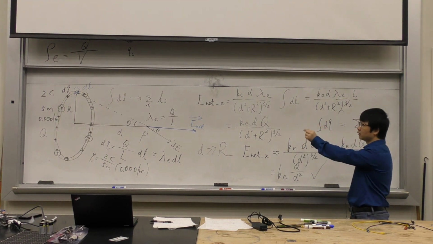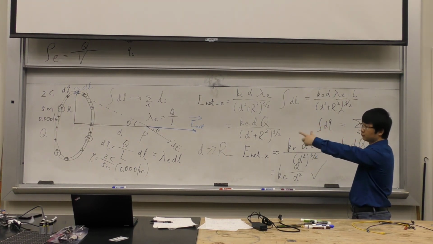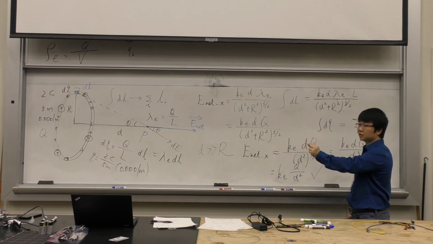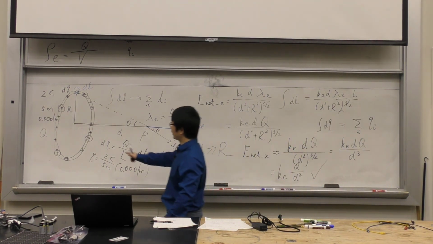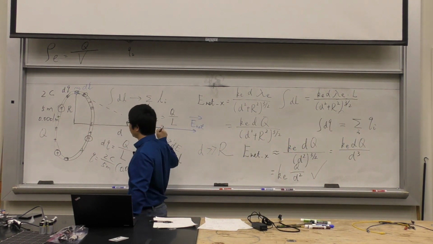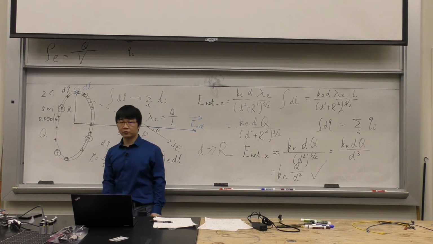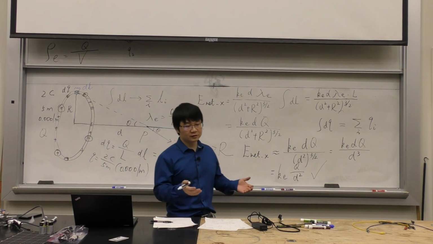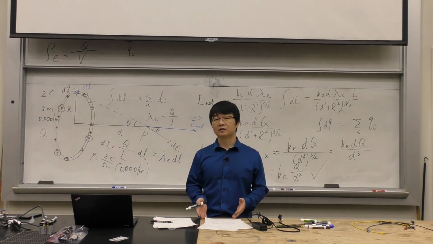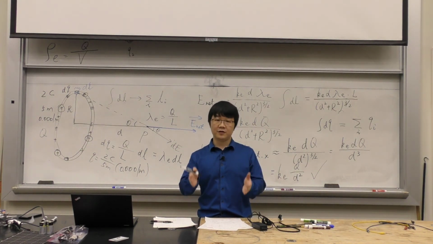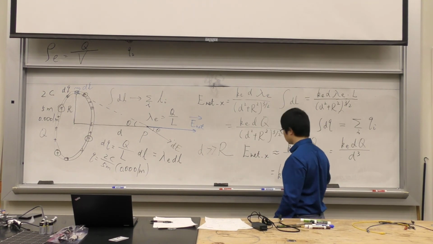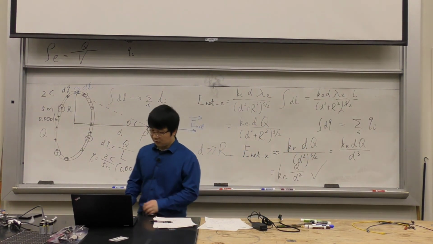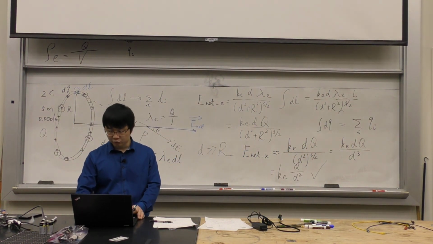Because if the point P is very, very far from the ring, the effect of the ring at that point should be the same as a point charge right at the center. It doesn't really see any difference, any effect caused by the shape of this ring. All right? So this is the limit. This is an extreme case.